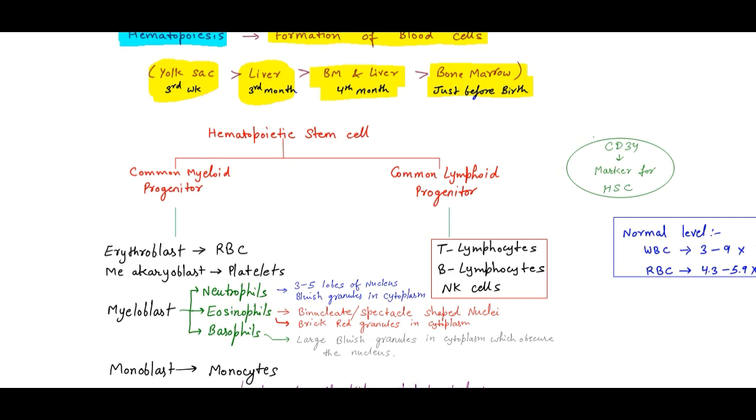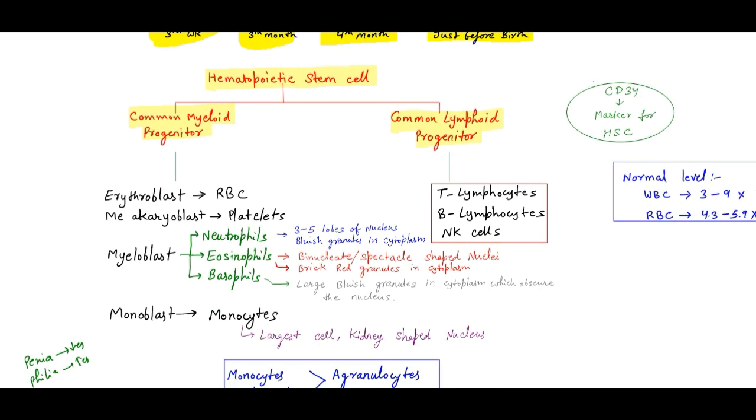Then remember, the hematopoietic stem cell gives two types: common myeloid progenitor and common lymphoid progenitor. It's like a generator. The generator gives the power, so the hematopoietic stem cell gives the progenitors. Progenitor means it will give what? The blast formation: erythroblast, megakaryoblast, myeloblast, monoblast.